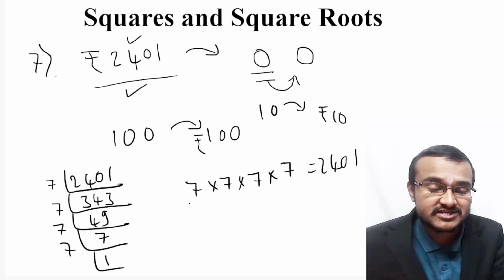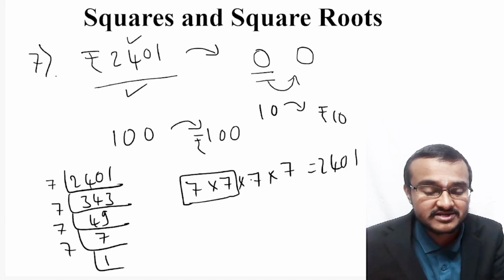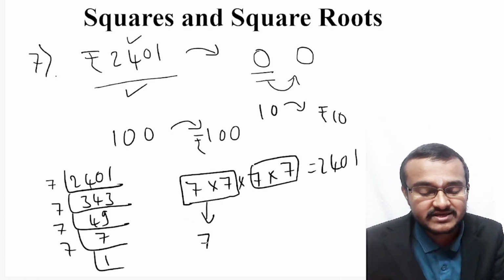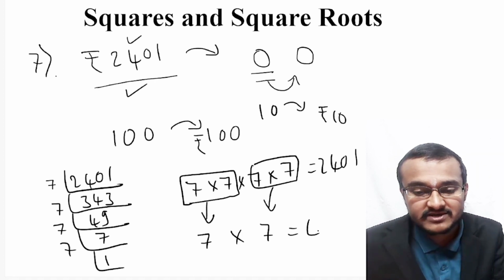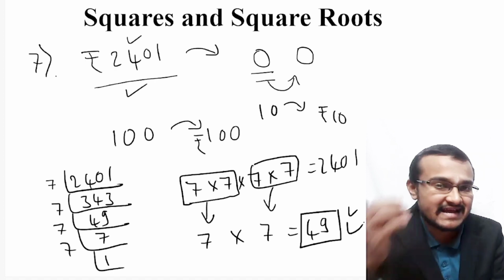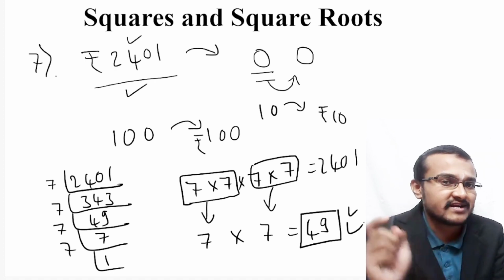Just pair up these 7s. This 7, this 7, this 7, this 7 will get paired up. So take one 7 from this and take another 7 from this. So 7 into 7 will be 49. So total 49 students are there and every student has paid 49 rupees.